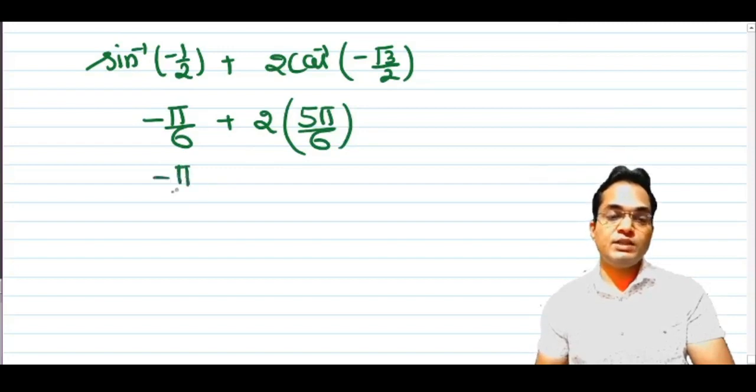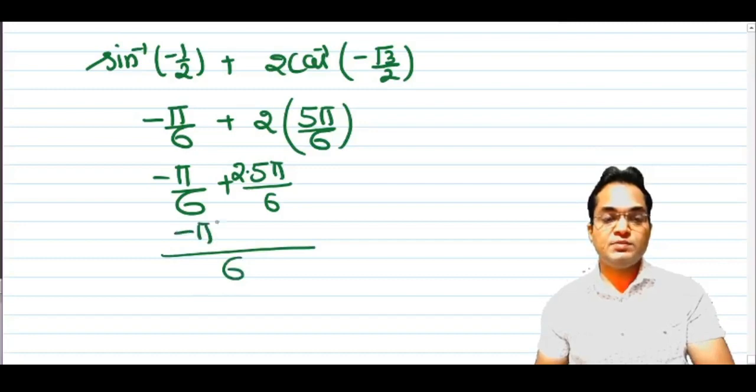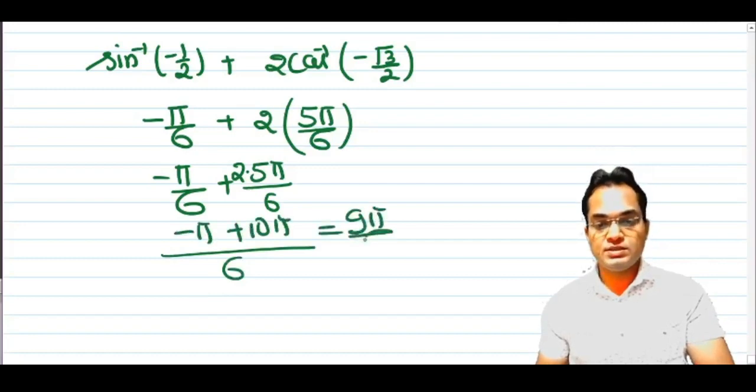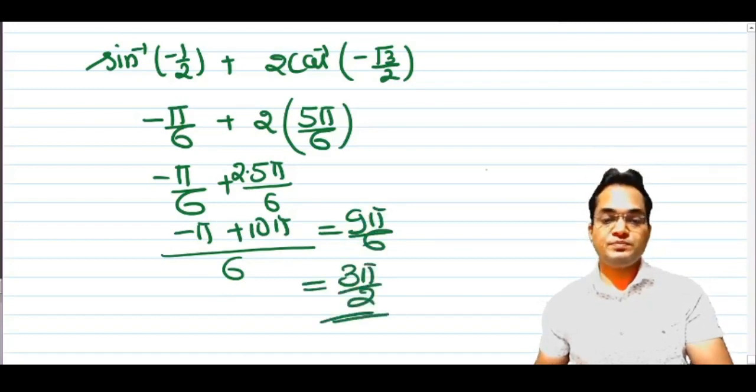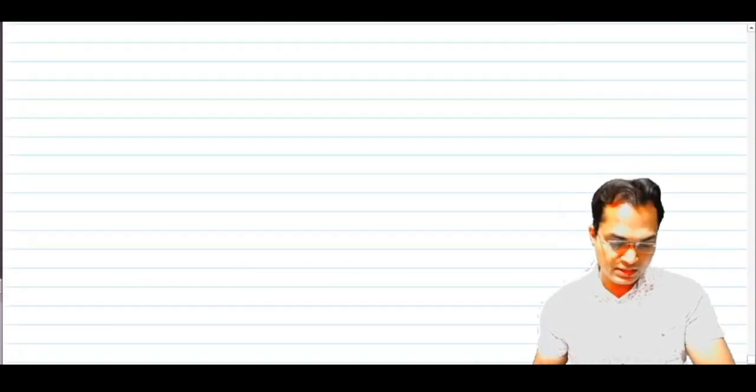Then solve it. Minus pi by 6 plus 2 times 5 pi by 6, or you can say just like this, take the LCM 6. It is minus pi plus 10 pi. Your answer is 9 pi by 6. Solve it. 3 pi by 2 is your answer. Got it? Now I think it is the last question, the fourth.